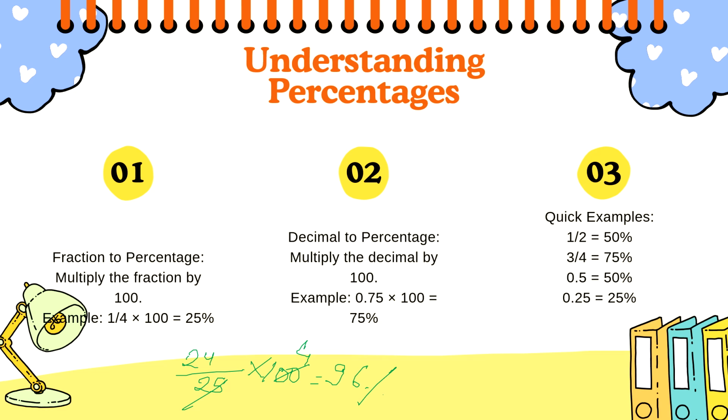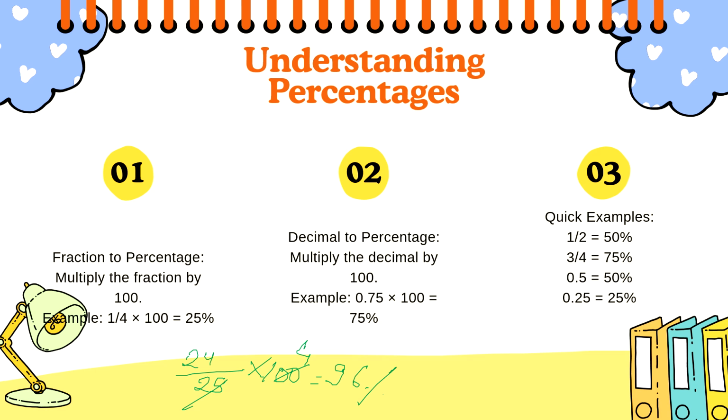In this way we will convert a fraction into percentage. Now, decimal to percent: multiply the decimal by 100. In the same way, when we have to convert a decimal into percentage, we just multiply it by 100. If we have any fraction, we convert it into percentage by just multiplying by 100. In the fraction case, we just multiplied it by 100, and in the same way we will do it for a decimal also.